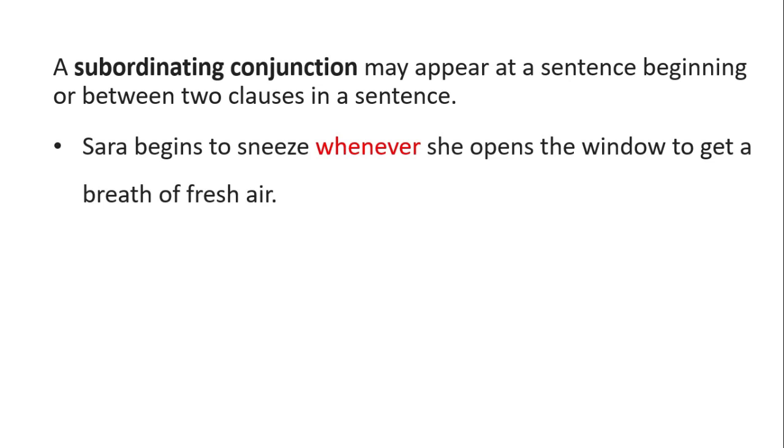Sarah begins to sneeze whenever she opens the window to get a breath of fresh air. The first part of the sentence has an independent clause, that is, Sarah begins to sneeze, and the remaining part, whenever she opens the window to get a breath of fresh air, is a dependent or subordinate clause, so it needs the other part, the main clause.